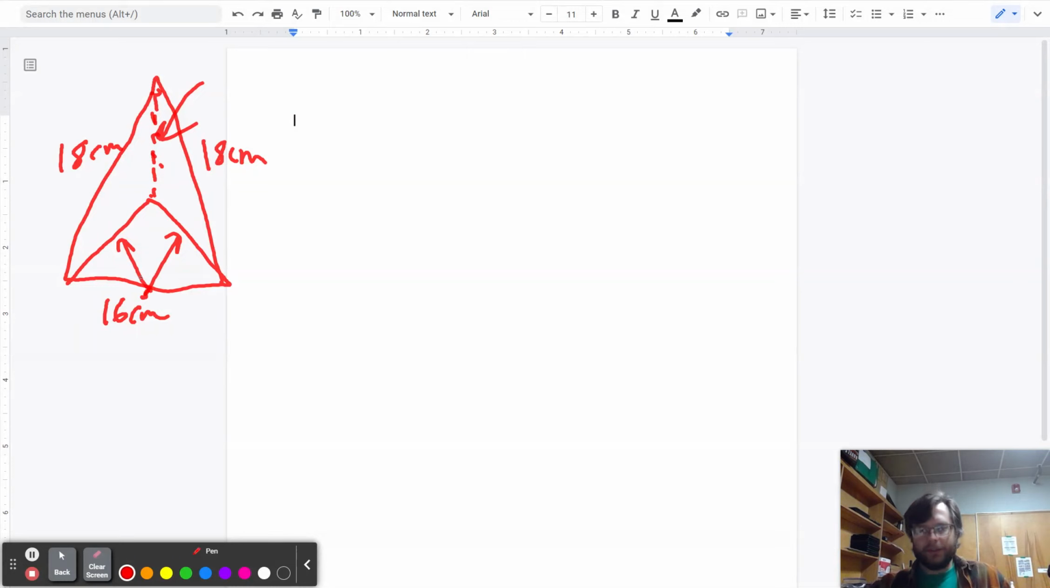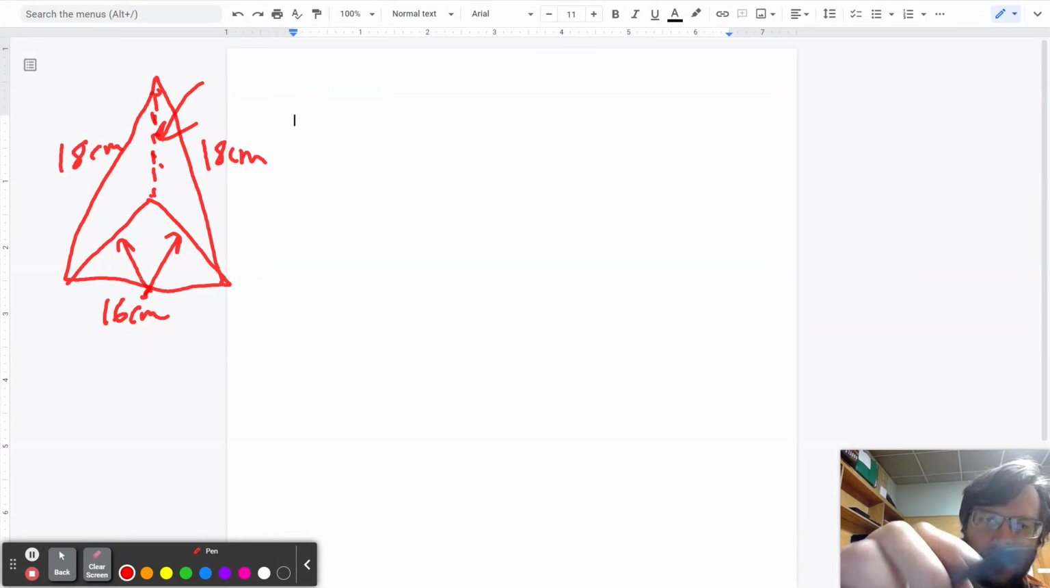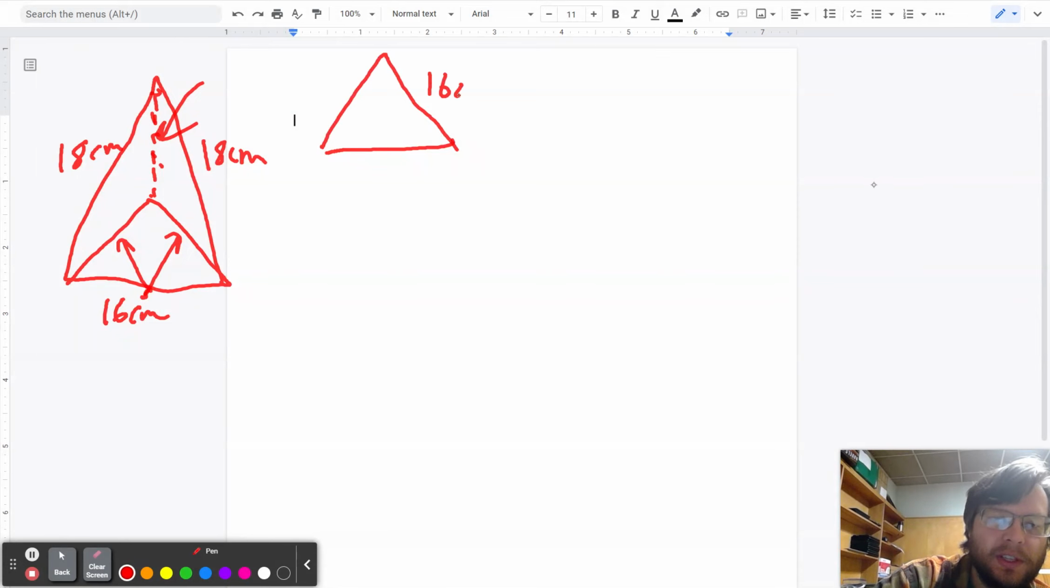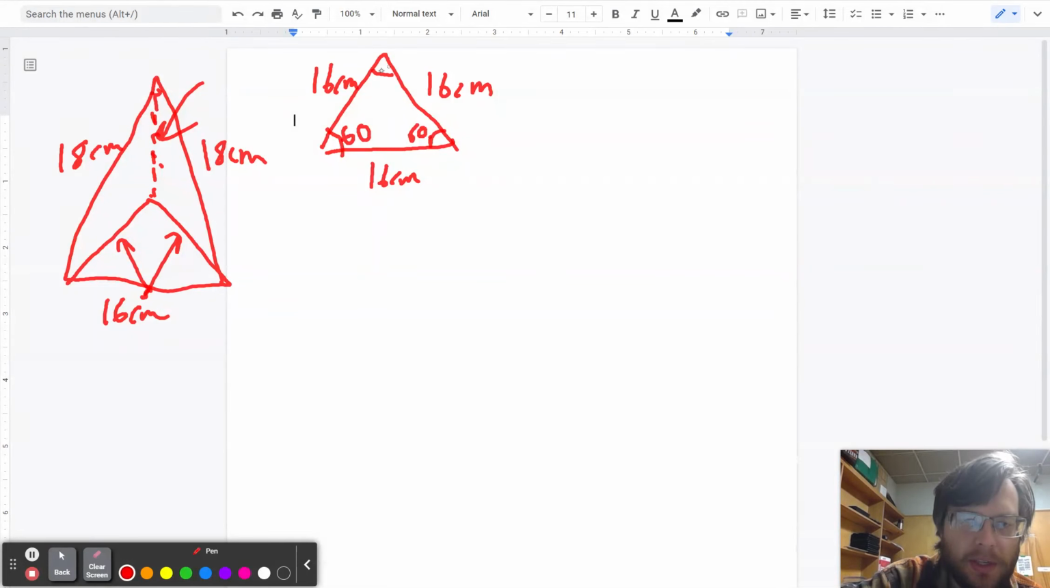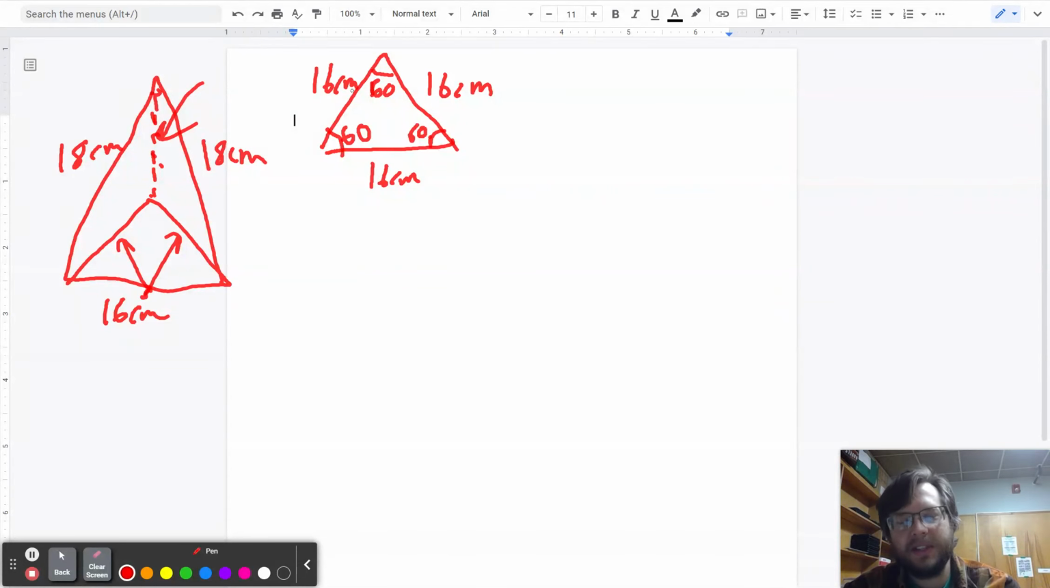So what we can do now is figure out any of the other pieces of information that we want using our triangles. When I look at the base of it, I've got 16, 16, and 16. Because that is the same on all three sides, that forces the three angles to all be the same. So the three angles all need to be 60 degrees, because 60 plus 60 plus 60 makes 180 degrees.